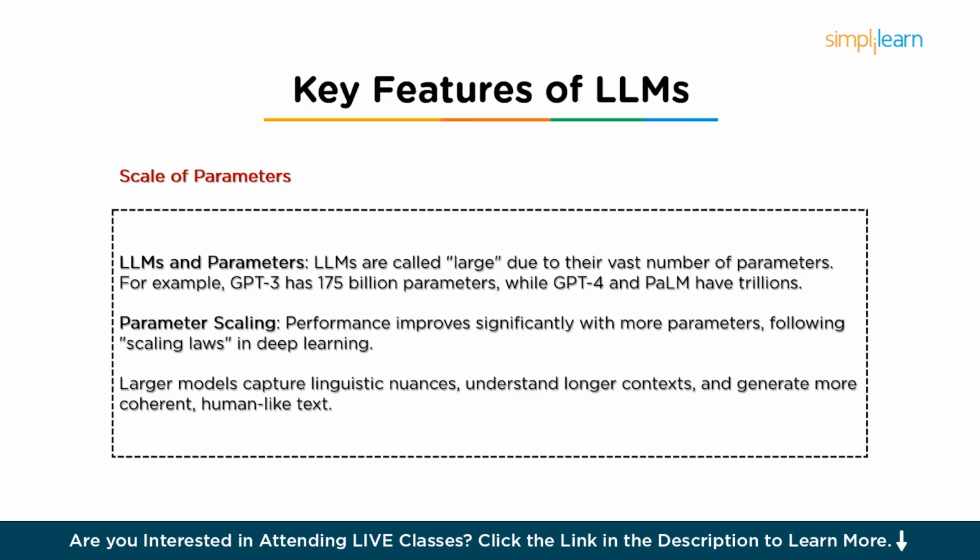For instance, GPT-3 has 175 billion parameters, while some newer models like GPT-4 or PaLM, which stands for Pathways Language Model, have trillions of parameters. The larger the number of parameters, the more data the model can process, and the more complex language patterns it can learn. The performance of LLMs improves significantly as the number of parameters increases, and this is known as scaling. For example, parameter scaling. Larger models can better capture linguistic nuances, understand longer texts, and generate more human-like text.